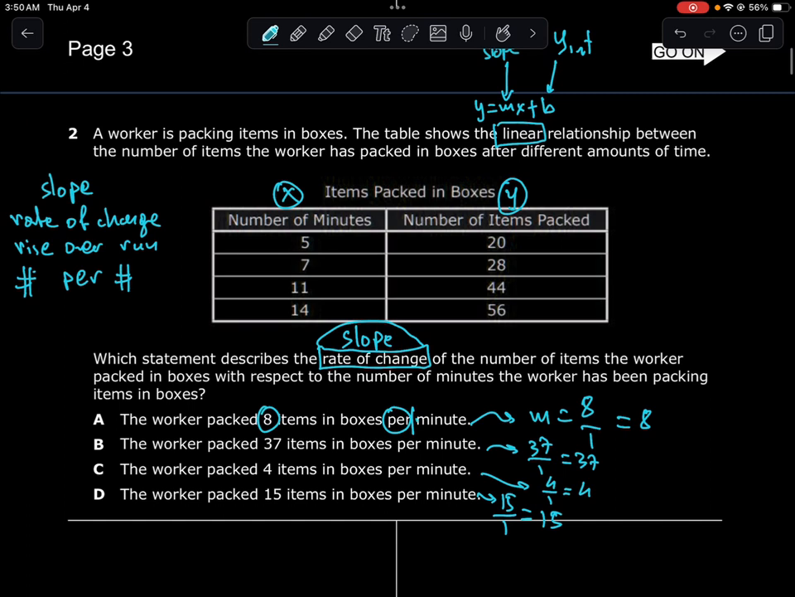Quick example here. What if I had 12 items per 5 minutes? What would the slope be? Well, that would be 12 over 5. Okay? All right. Now, how am I going to solve this problem? The best is to utilize a graphing calculator, which is allowed.